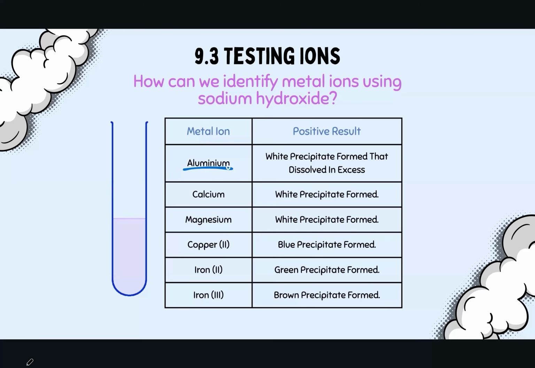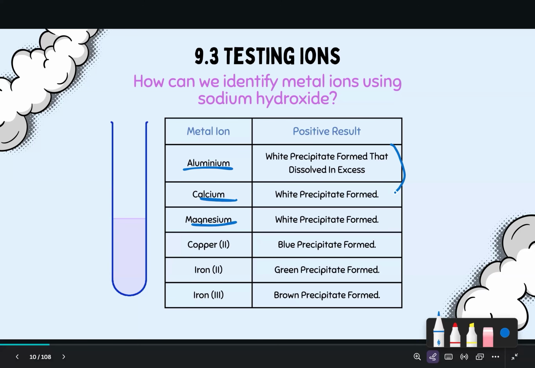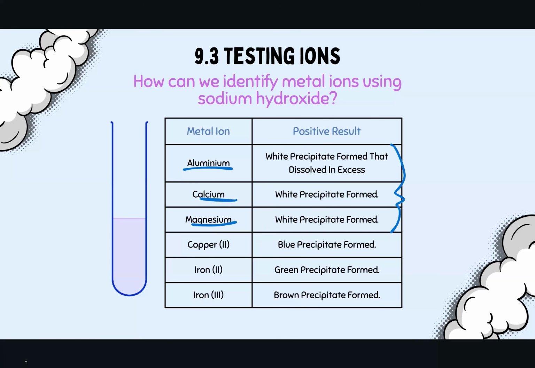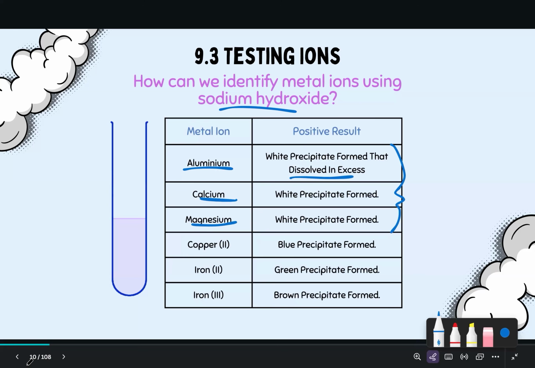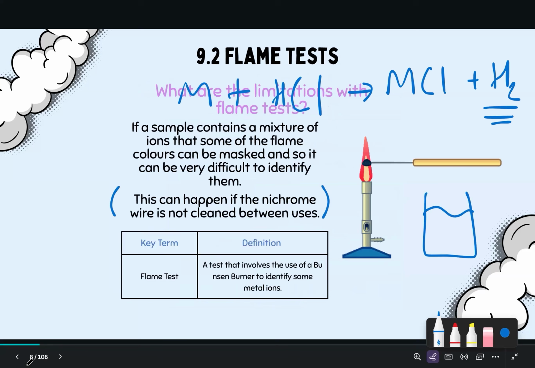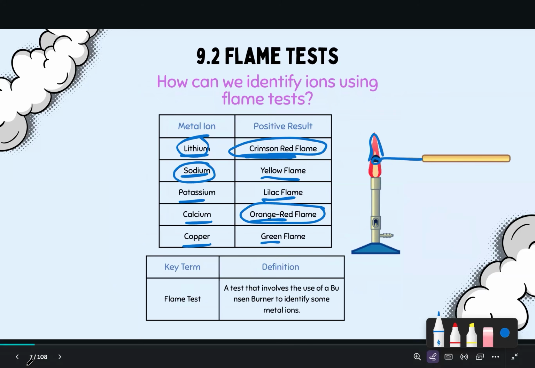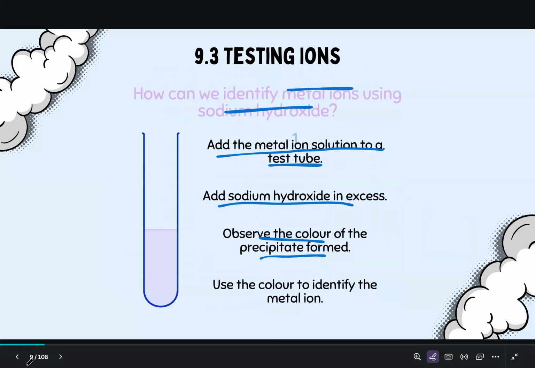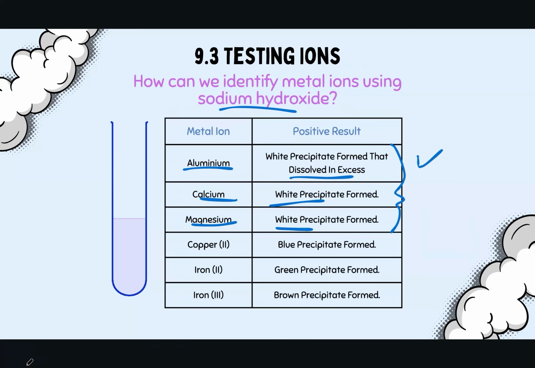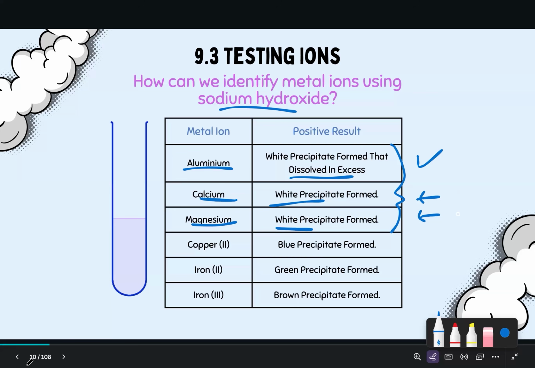So if it's aluminium, calcium, or magnesium, it forms a white precipitate. Now you're probably thinking that that's not very useful. But with aluminium, if you keep adding more and more sodium hydroxide, eventually it dissolves, so that we can work out which one's aluminium. But with calcium and magnesium, they both form white precipitates. Now, if we go back to our flame test, calcium produces the orangey red flame and magnesium produces a bright white light when it gets burnt. So you can still identify which one's which using flame tests.